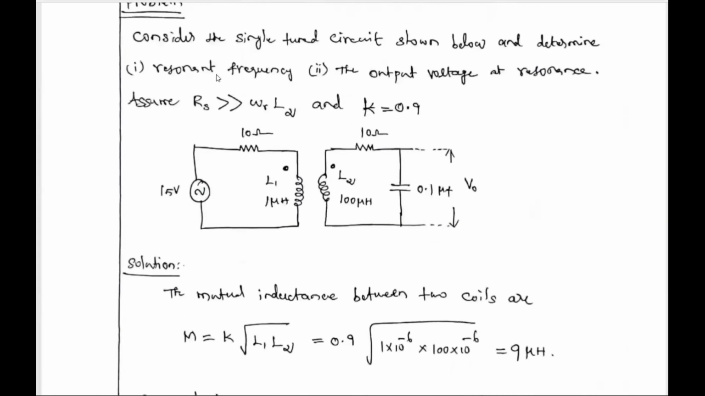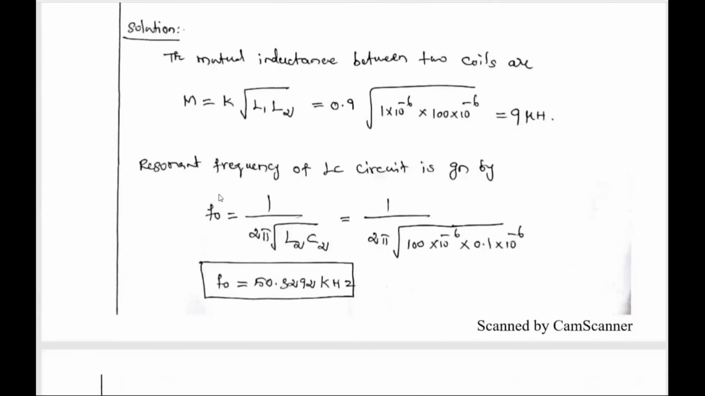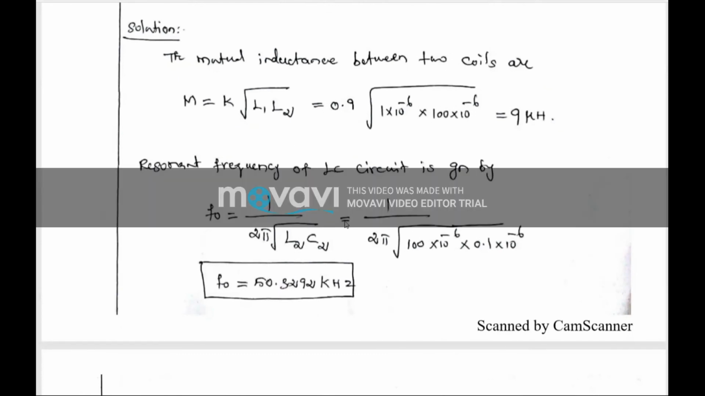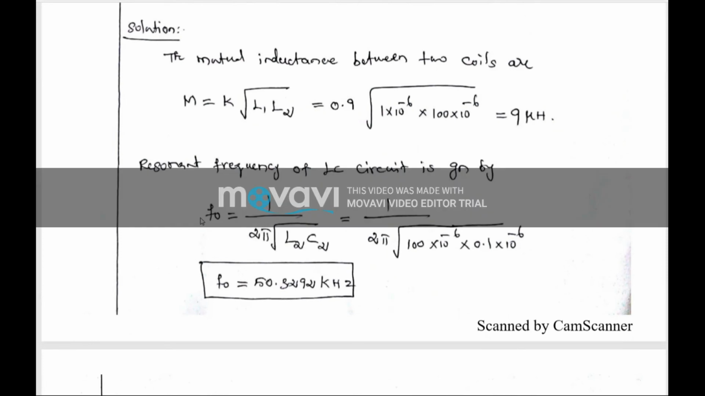So what is our question? Two things. One is the resonant frequency, another one is the output voltage. Already you know the formula for the resonant frequency of our LC circuit. You can calculate either in radians per second, that is omega naught, or f naught. So f naught is equal to 1 by 2 pi square root of L2 into C2, that is the inductance and capacitance used in the secondary winding. So depending upon the values of L2 and C2 only, the resonant frequency will be there.